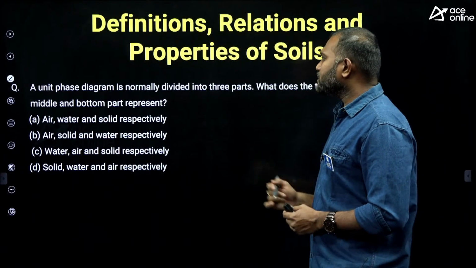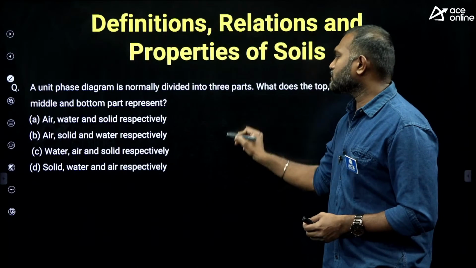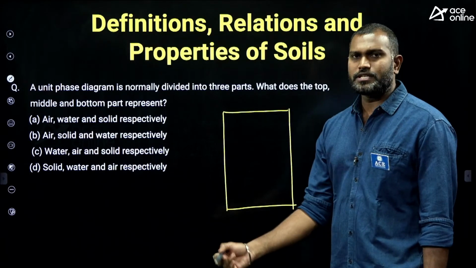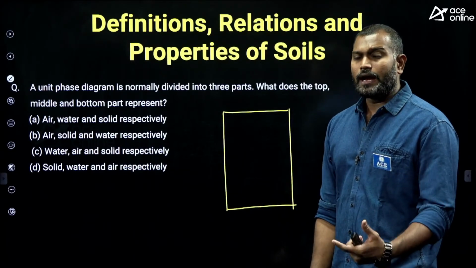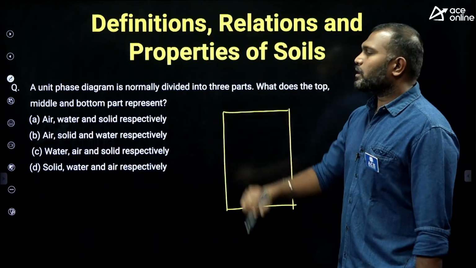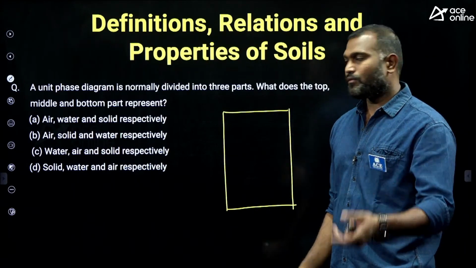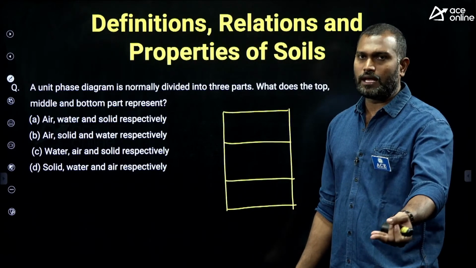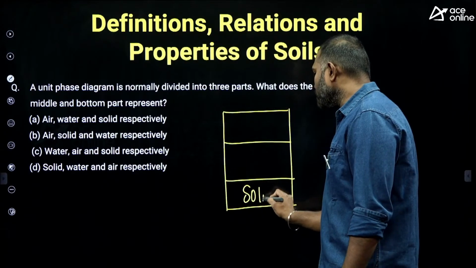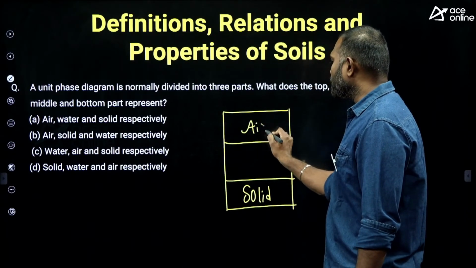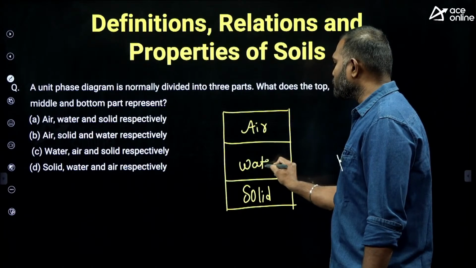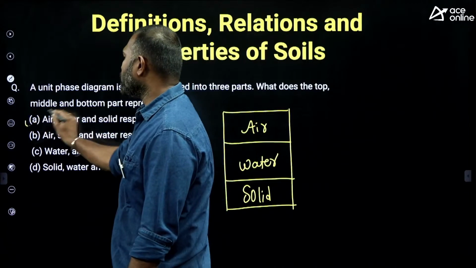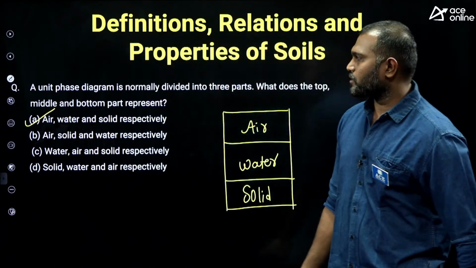A unit phase diagram is normally divided into 3 parts. Basically, whatever the unit phase diagram or phase diagram, that is divided into 3 parts. And what do the top, middle and bottom parts represent? Always the heavier lies at the bottom, lighter at the top. Out of solid, water, air, heavier is solid, at the bottom, lighter is air at the top, and in between is water. So the top, middle and bottom are air, water and solid respectively. The correct answer is option A.